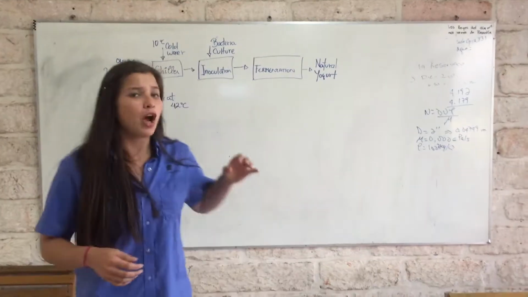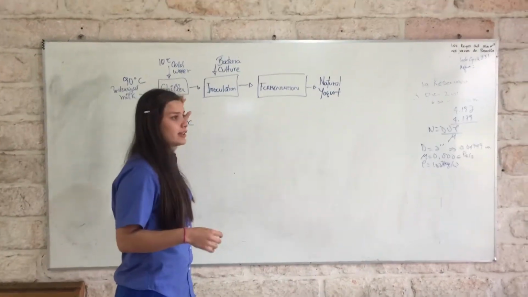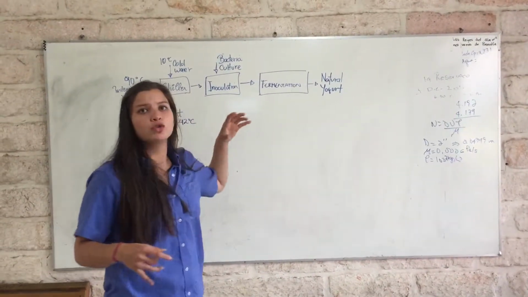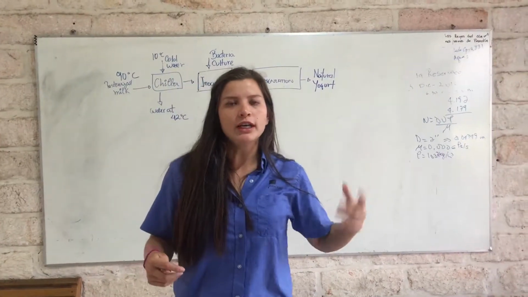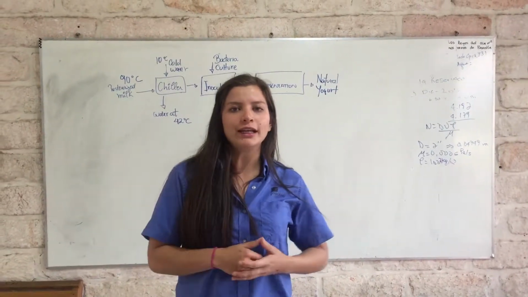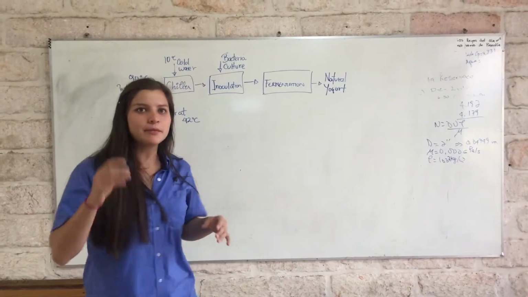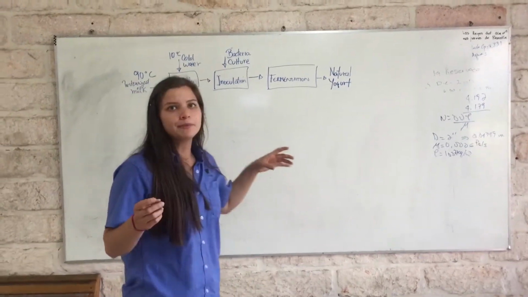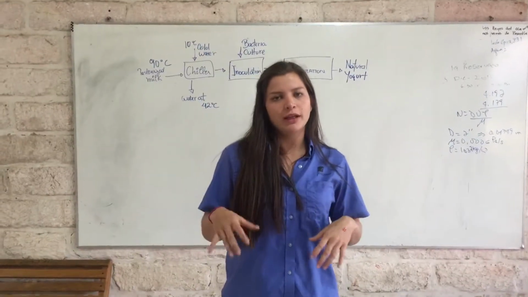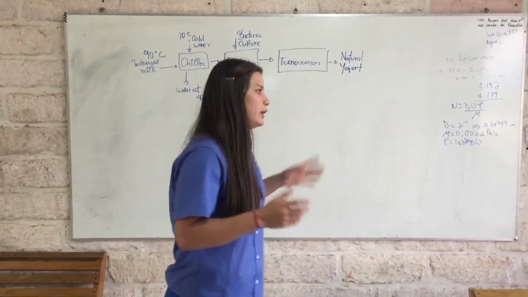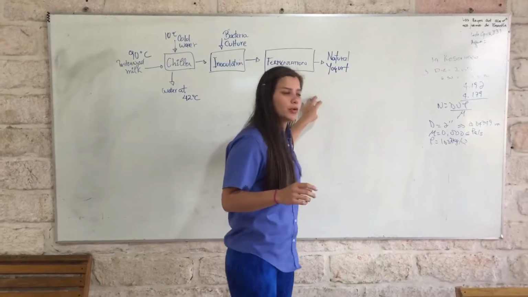The optimal temperature for the microorganisms to work is 42 to 45 degrees Celsius for 3 to 6 hours. So that's the importance of cooling down the milk to that temperature. After the inoculation, we finally obtain the natural yogurt.